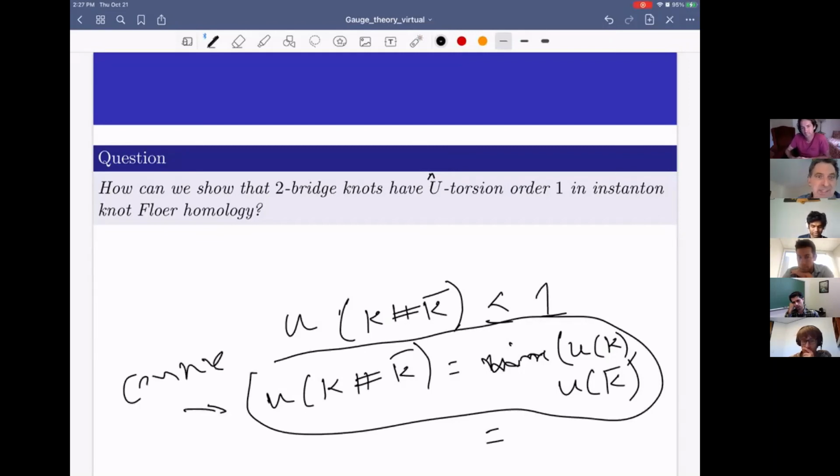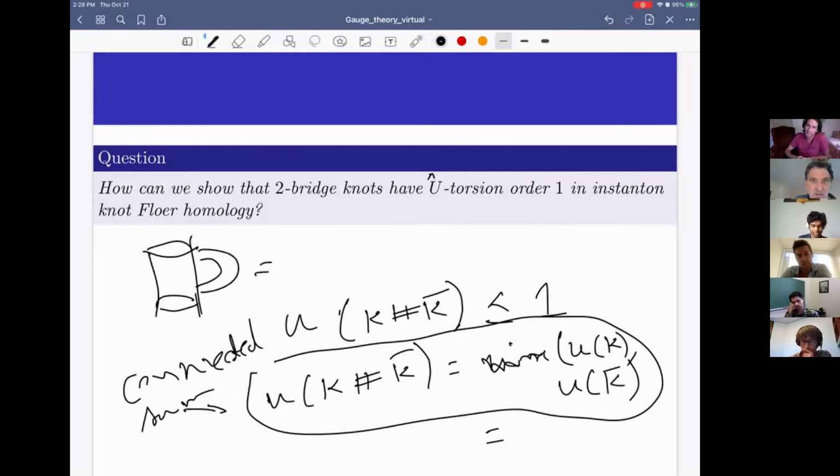To say anything about the U-torsion order, you have to use the connected sum formula. And the other thing follows from this fact that if you have a tube attachment, then this map will be just U multiplication times the previous cobordism map. This is a result by Jan Zemke and Andras Ghosh, I think. This is a result by Jan. So with these two things, it just follows.